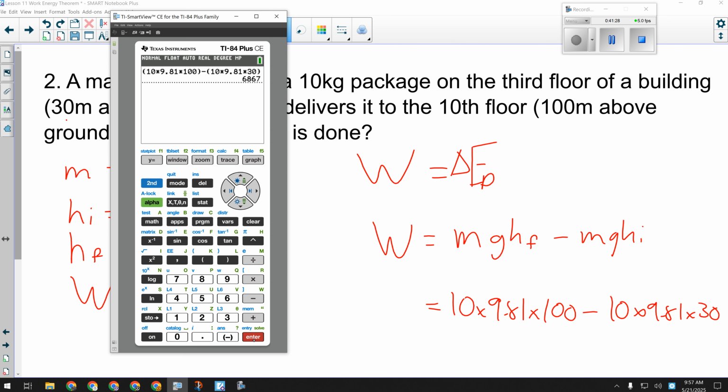Okay, that's the change in energy between the 3rd floor and the 10th floor. That is also then how much work the mail carrier does in carrying that package from the 3rd floor to the 10th floor. They do 6,867 joules worth of work because the potential energy of the box changes by 6,867 joules. Questions on that one? All right, don't worry guys, we're gonna spend days on this. You'll get the pattern down and it'll be like that for you.